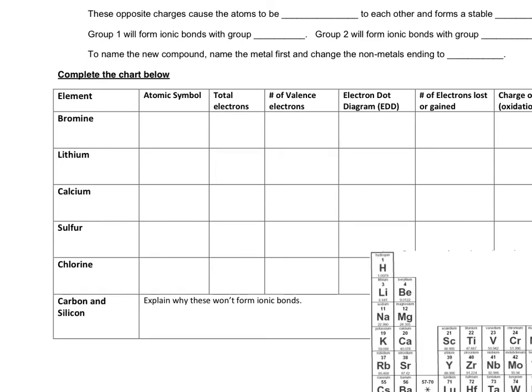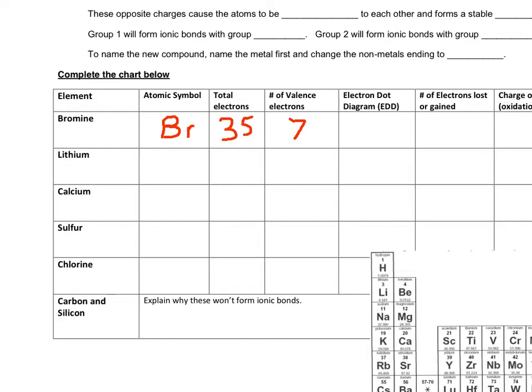Alright, so bromine. Atomic symbol Br. Total electrons 35 because the atomic number is 35. So 35 protons, 35 electrons. Valence electrons, it's only going to have 7 valence electrons. Not quite a complete outer shell. Remember, it needs 8 to be full.